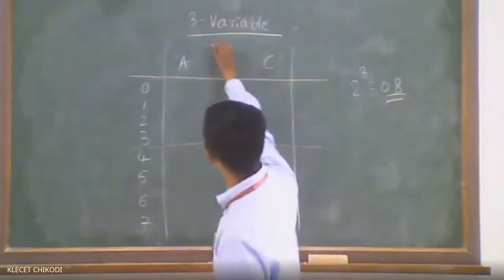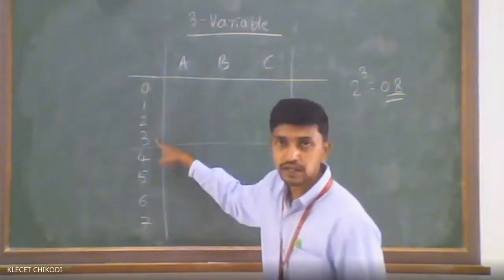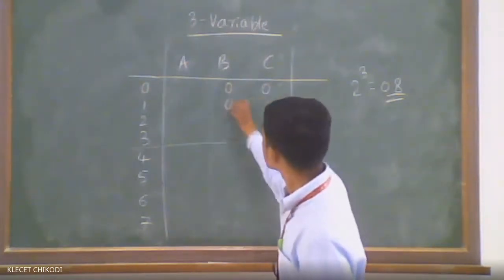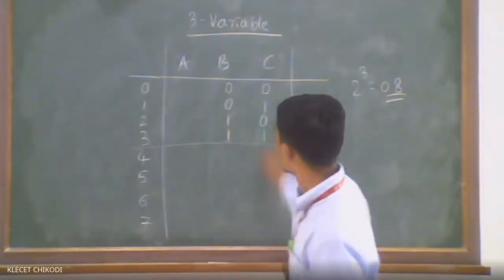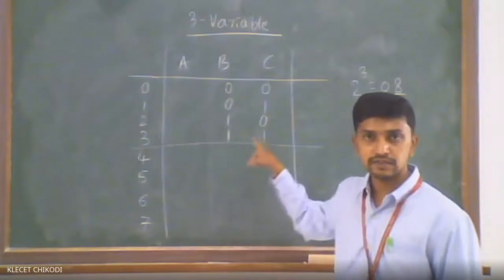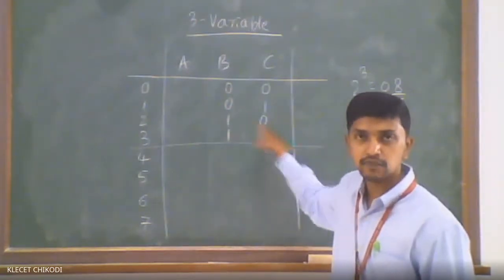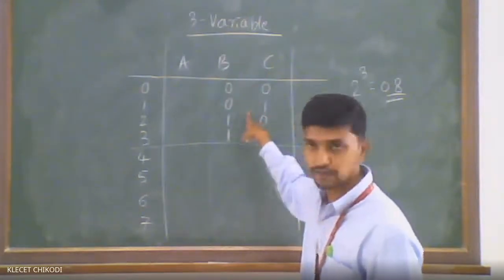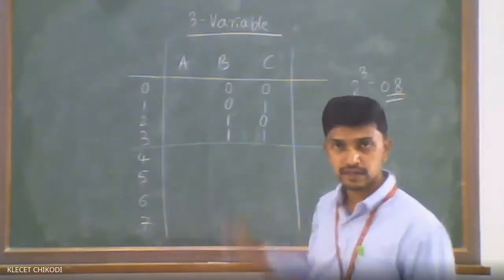What I will do? Okay. So for 0 to 3, it will be 0 0, 0 1, 1 0, 1 1. Is it clear? For two variables I am telling. For two variables we have already written the truth table for 0 to 3. Right? Is it clear?